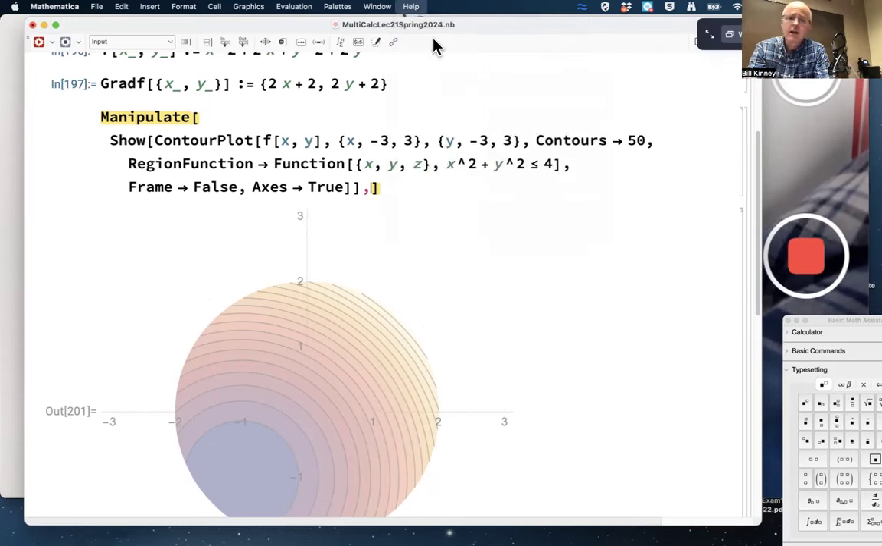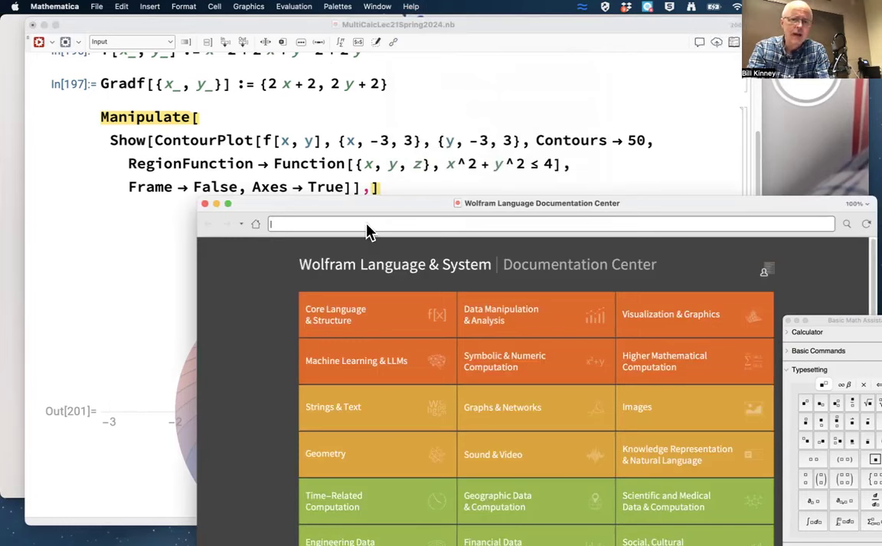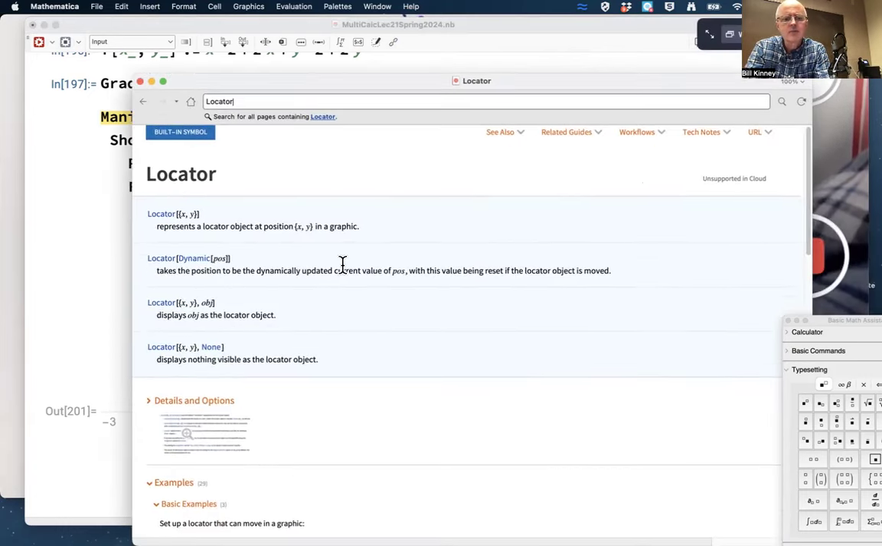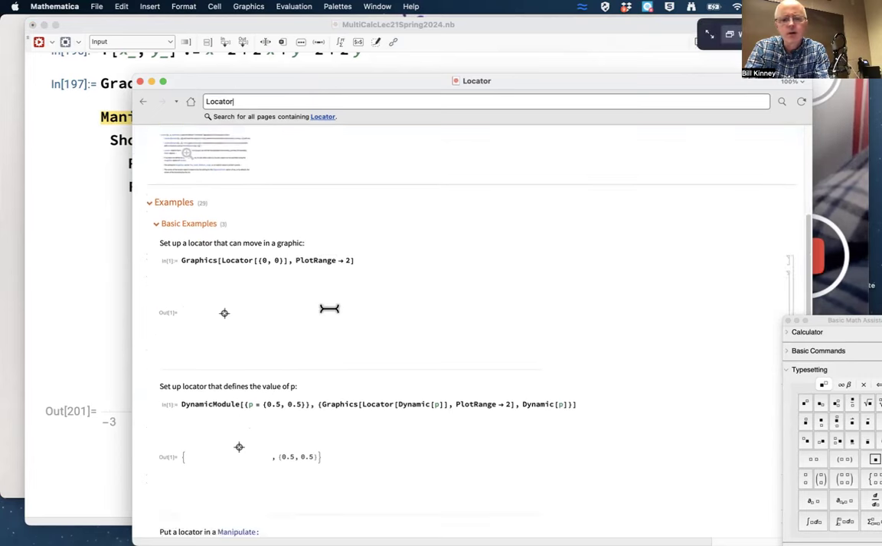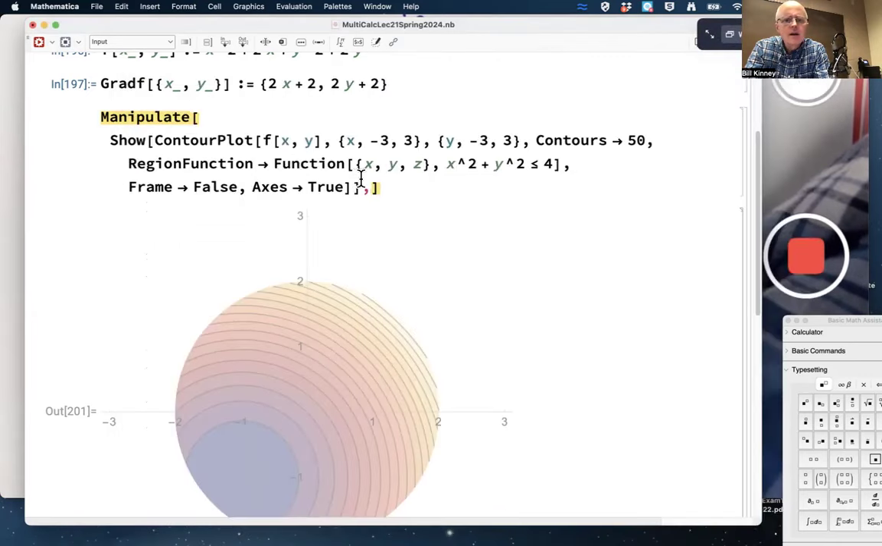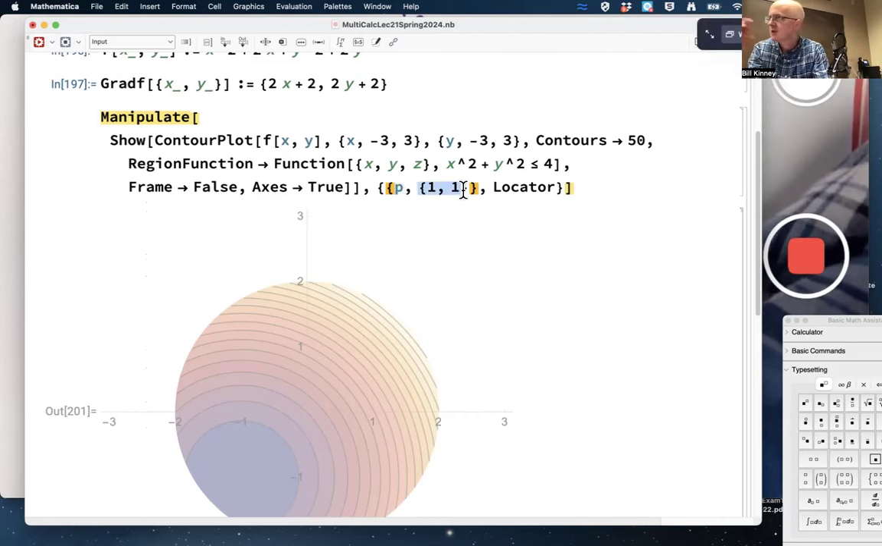It's a little weird as well. You have to use something called Locator to do that. I'm just telling you, I don't think I've ever told you this before. Copy and paste this syntax here. P represents the point I'm going to move around. This 1, 1 represents the starting point. It'll be at 1, 1.